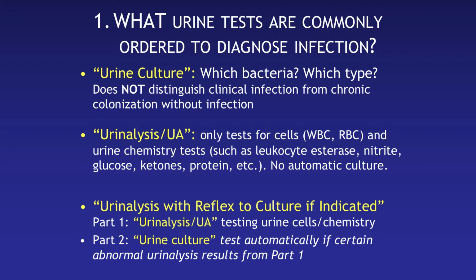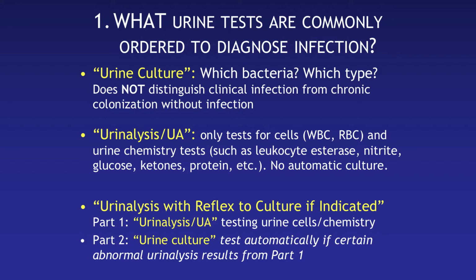So what urine tests are commonly ordered to diagnose infection? The most common test is the urine culture, which answers the question of which bacteria are in the urine, which type, and even how sensitive the bacteria is to certain antibiotics, which is a very useful test in patients who have symptoms that appropriately support a urinary tract source of infection, which we'll review soon in this video also. Please remember, this test does not distinguish clinical infection from chronic colonization without infection.